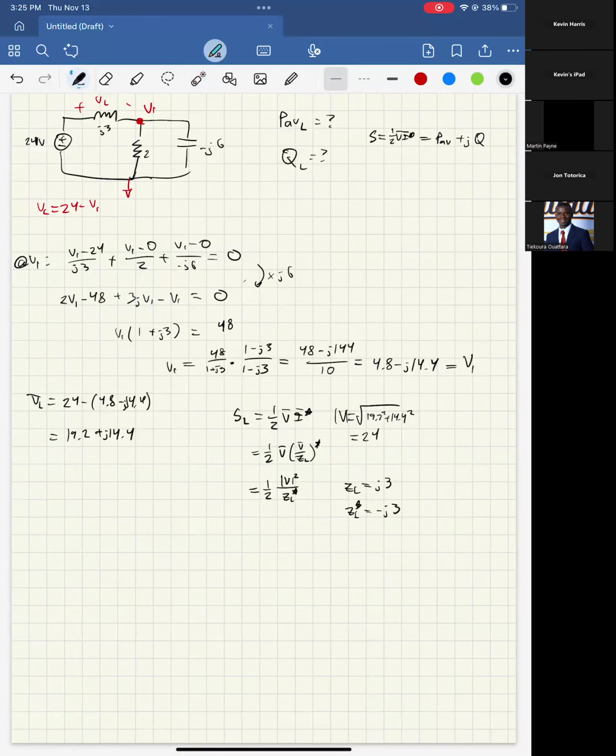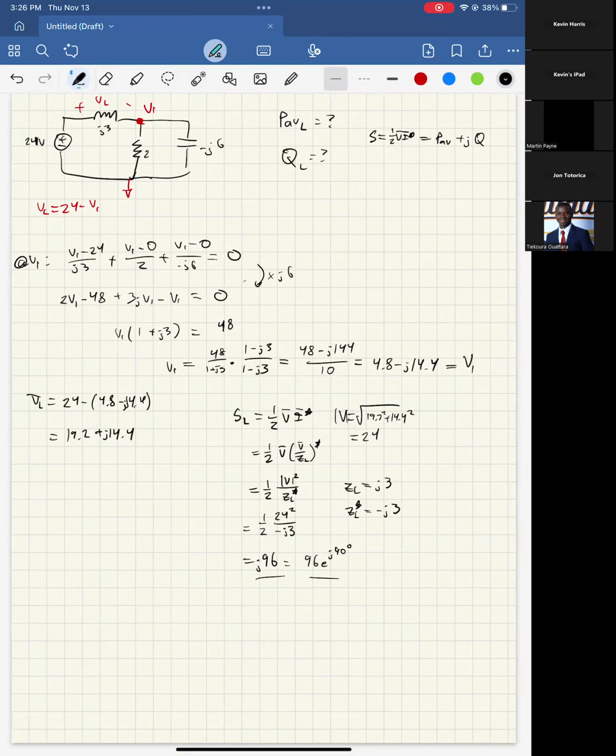Yeah, okay. So then we plug everything in here. You get 1/2 of 24 squared over negative J3. And let me plug that into the calculator. 0.5 times 24 squared divided by open parenthesis negative J3. And we get just J96, which is also 96 e to the J90, right? So this is our answer, right?